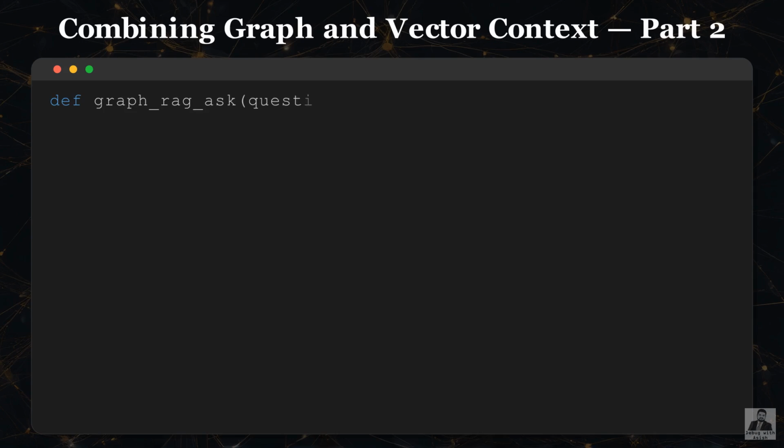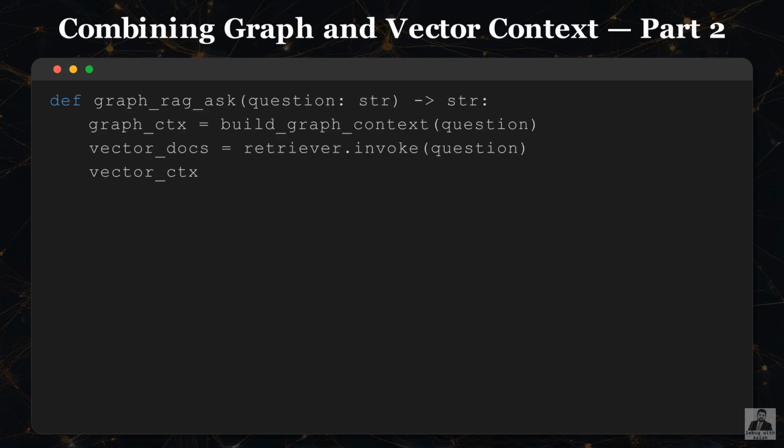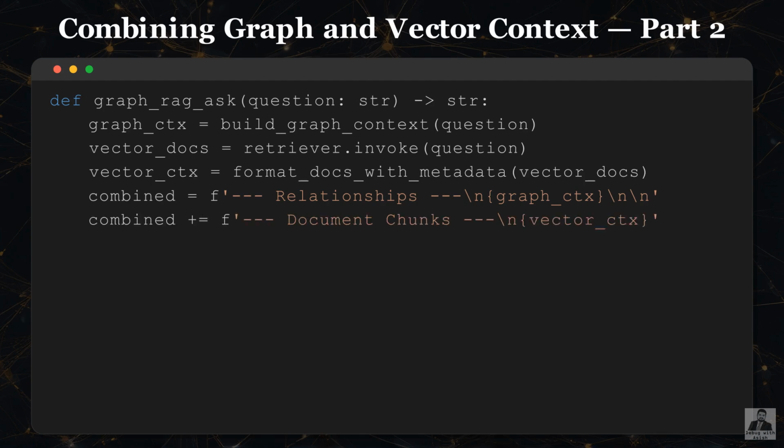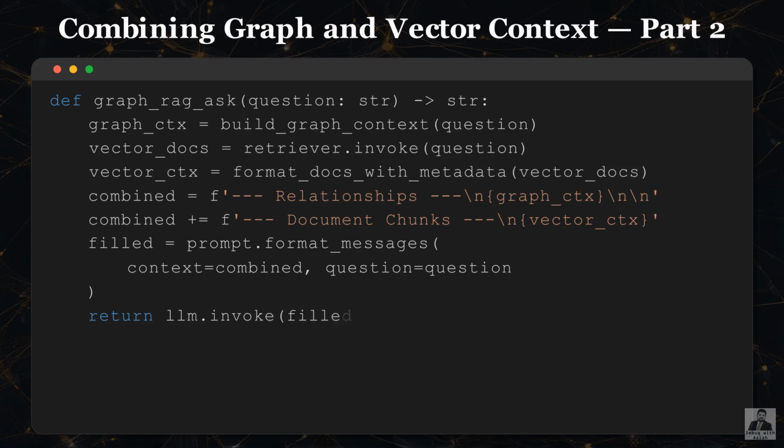The GraphRAG ask function combines both context sources. The relationship context from the graph goes first under a relationships header. The semantic chunks from the vector database follow under a document chunks header. The language model receives both and can use whichever is relevant to answer the question. For relational questions, it uses the graph context. For factual questions, it uses the vector chunks. Labeling the sections helps the model understand the structure of the context.